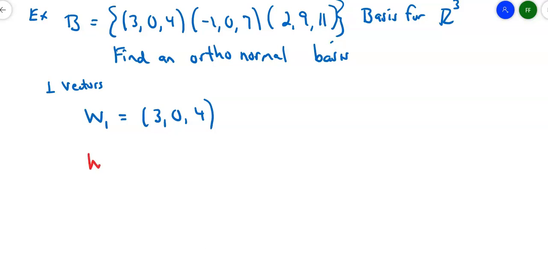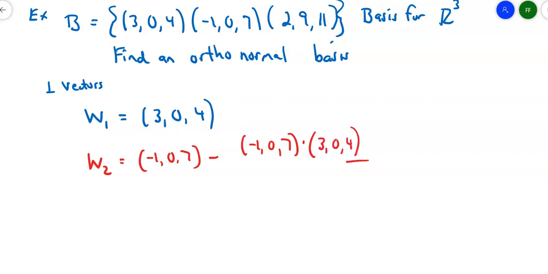All right, the second vector in the now orthogonal basis will be V2, which is (-1, 0, 7), minus the projection. Go back to that formula that I wrote down, or that you wrote down. It's going to be V2 dot W1. So V2, (-1, 0, 7), dot W1, (3, 0, 4), over the dot product of W1 and itself, (3, 0, 4) dot (3, 0, 4). That's the coefficient that gets multiplied by the vector (3, 0, 4).